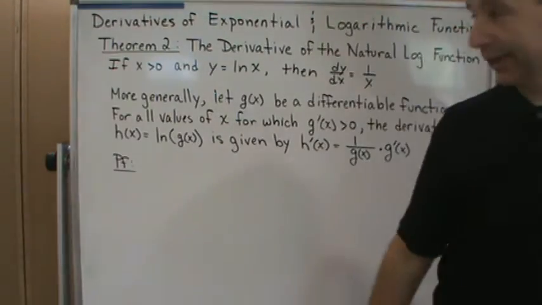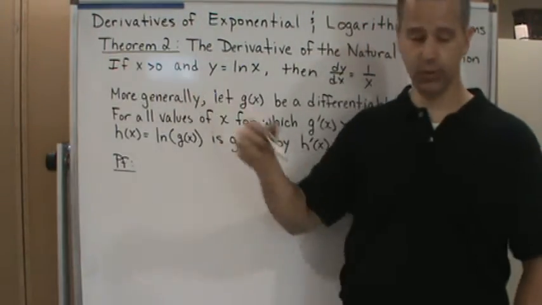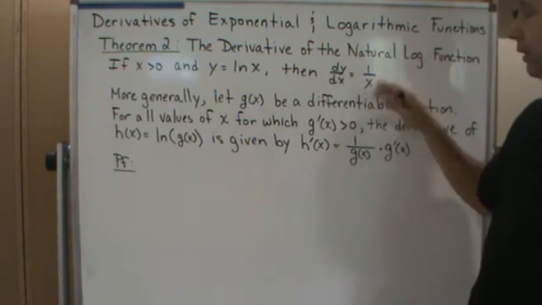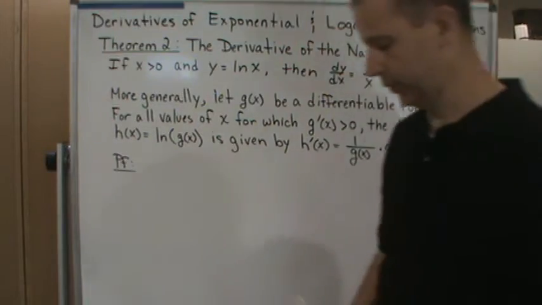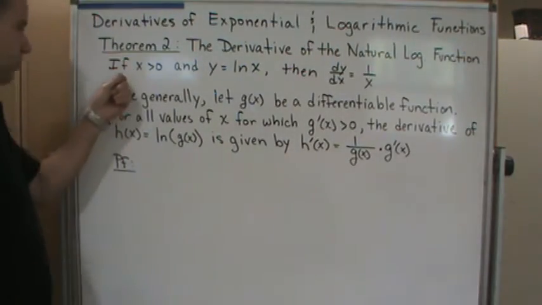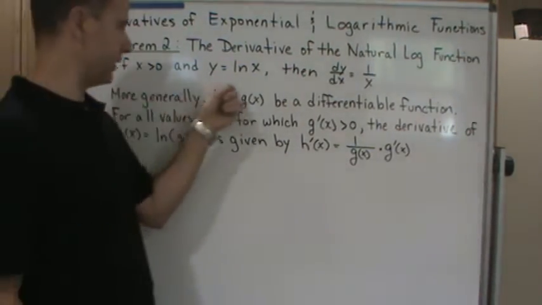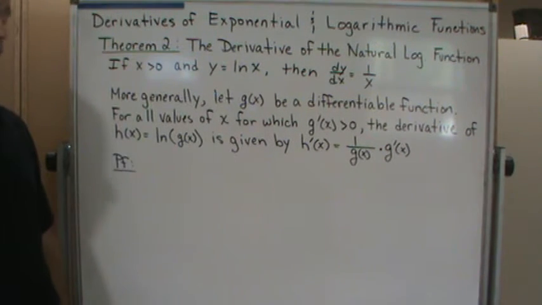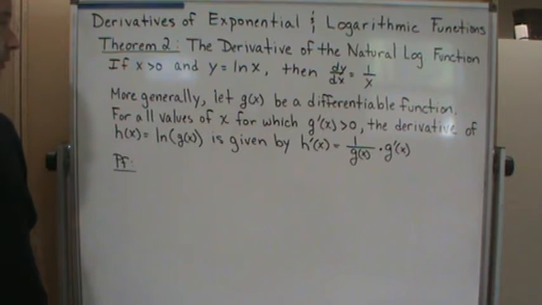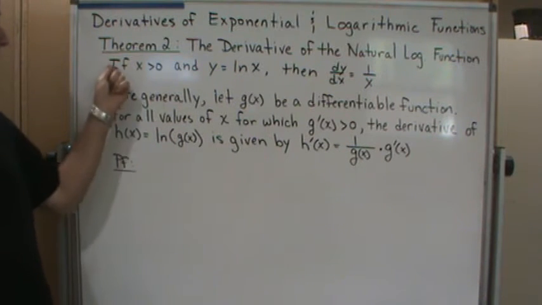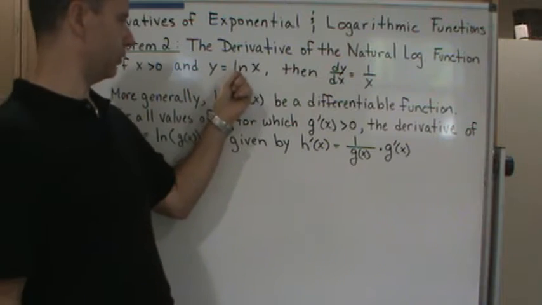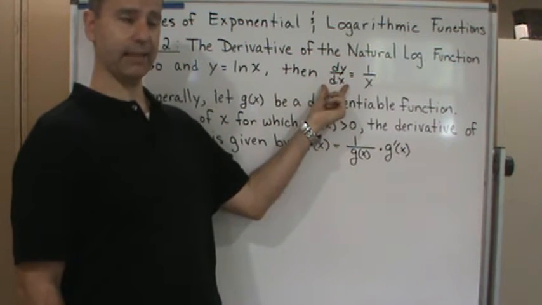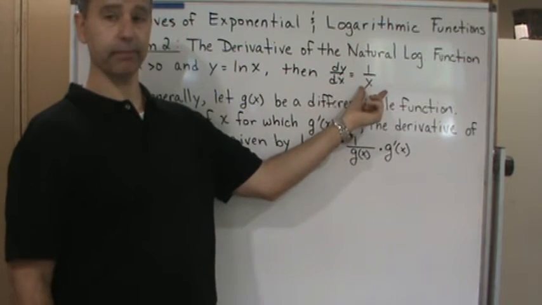All right, welcome back, and now we're going to introduce Theorem 2, which is the derivative of the natural log function. It says if x is greater than 0, right? Why does x have to be greater than 0? Because the domain of log functions is the positive reals. So if x is greater than 0 and y equals the natural log of x, then the derivative of y with respect to x is equal to 1 over x.